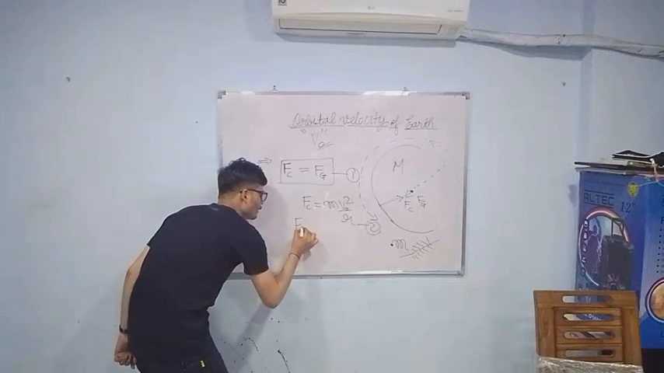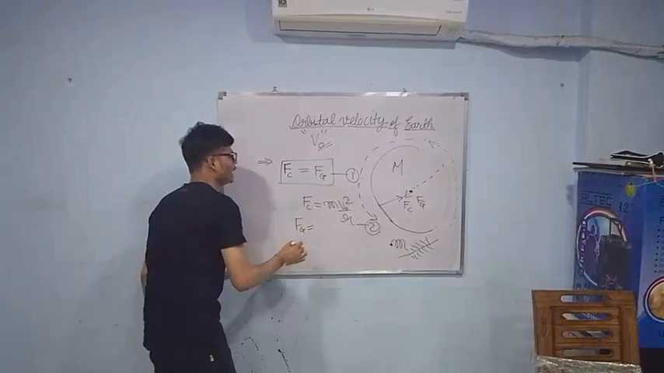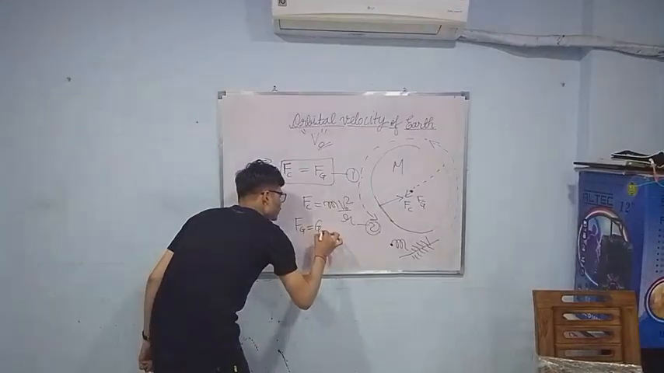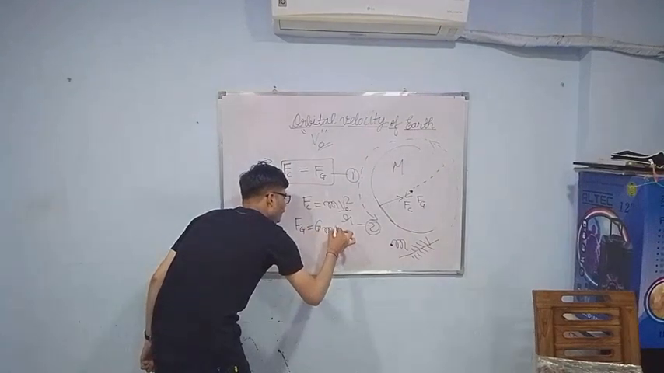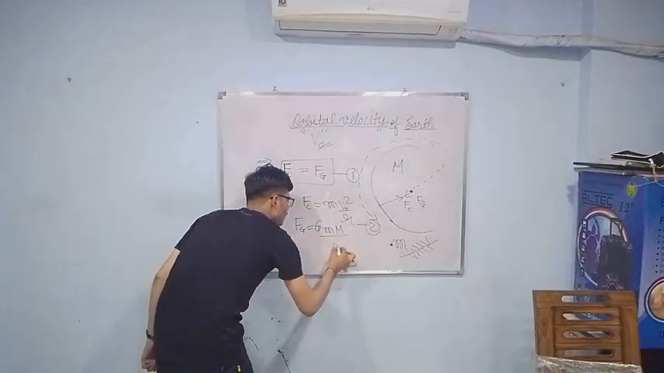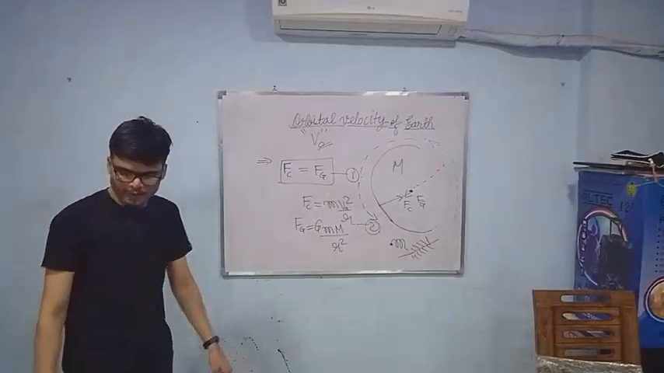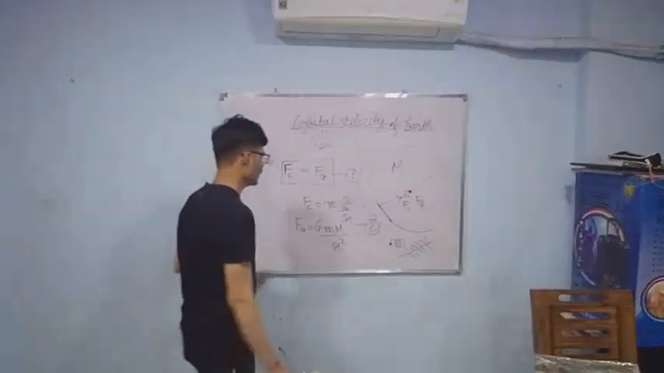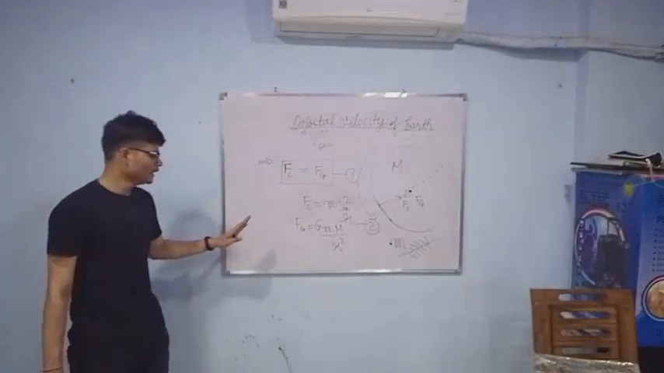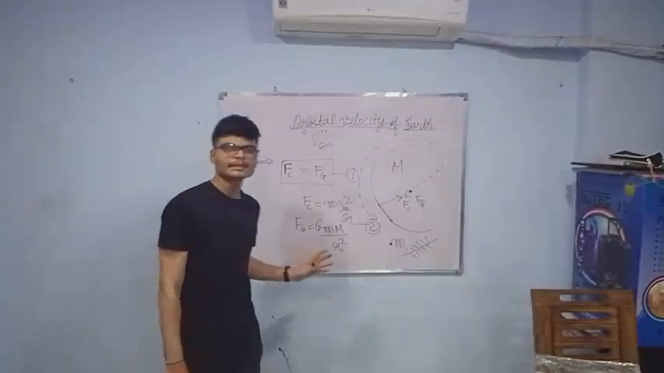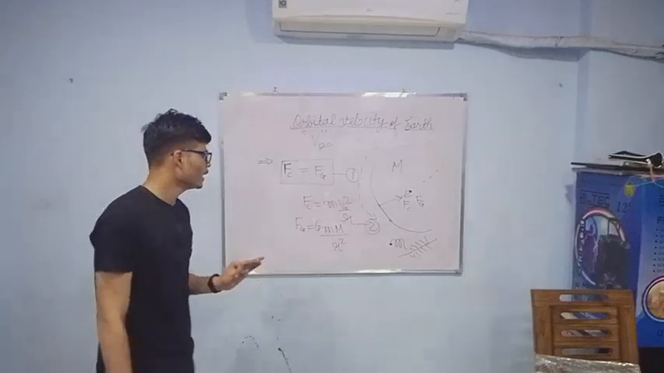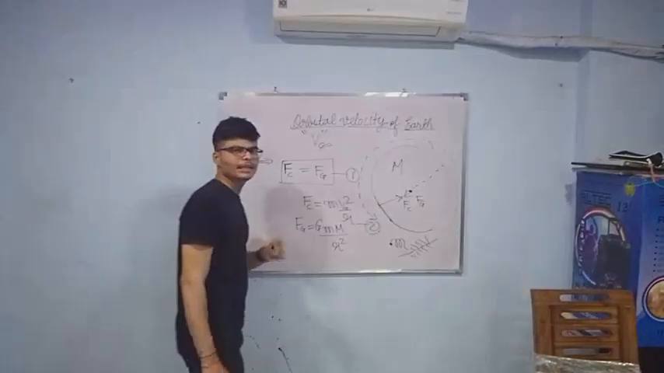And the force of gravitation is equal to G times the mass of satellite multiplied by the mass of Earth, upon r whole square. The distance between Earth and the satellite, let us consider r.